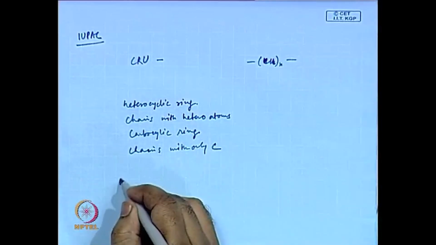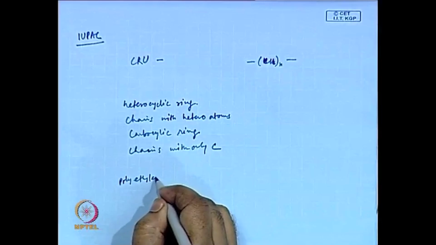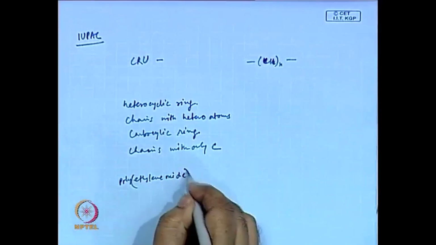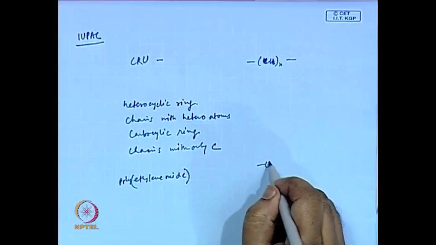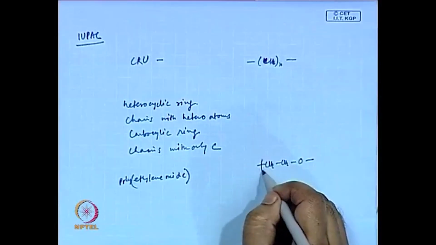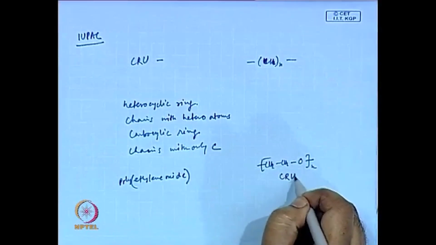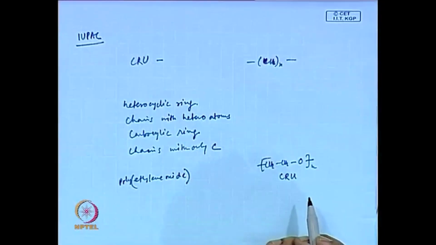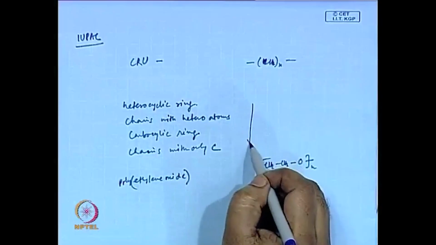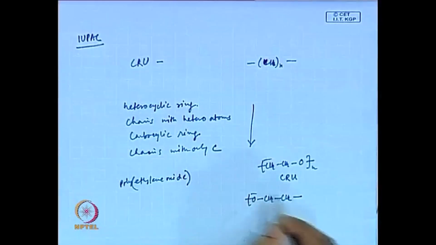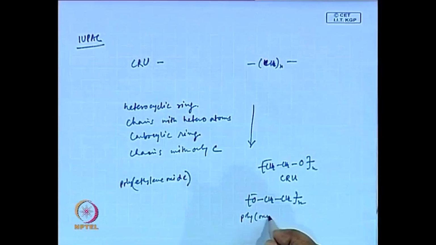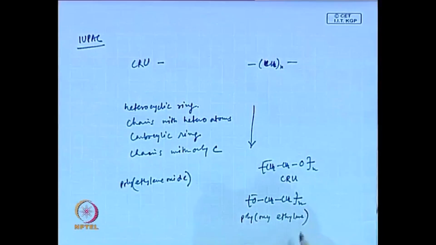So, if I have polyethylene oxide, now IUPAC suggests that I have identified this is the repeat unit, the constitutional repeat unit in this polymer polyethylene oxide, but according to the seniority you have to write this as this. So, the name will be polyoxyethylene instead of polyethylene oxide.